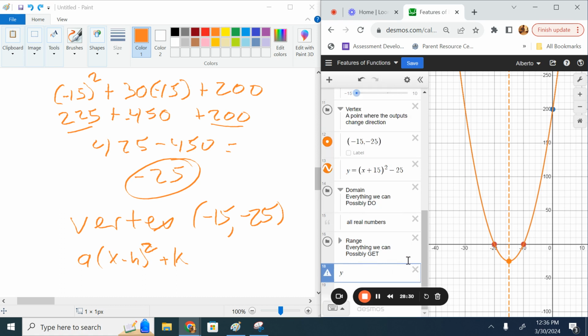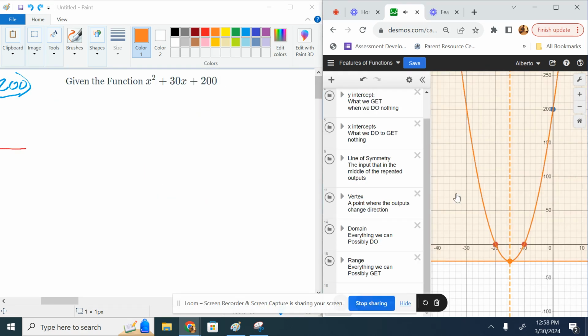Range is everything we can possibly get, so it's all the outputs. We notice that we do have a bottom. So that means that the y has to be bigger than or equal to that negative 25. And notice how it shades in the range. You'll notice that I used Desmos to check my work as we went through this.